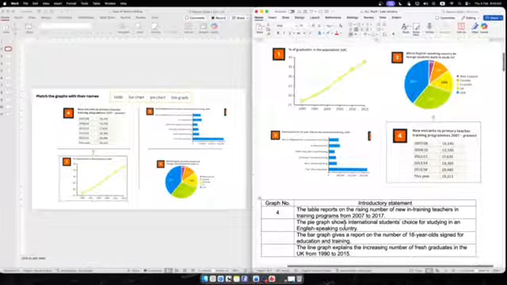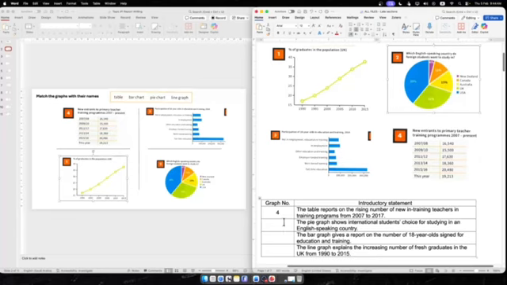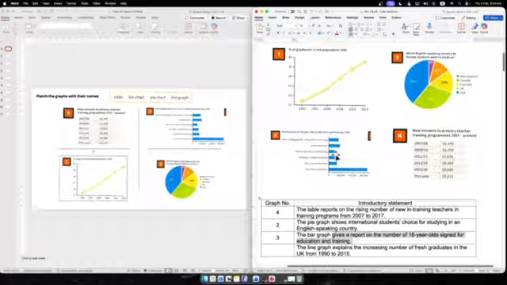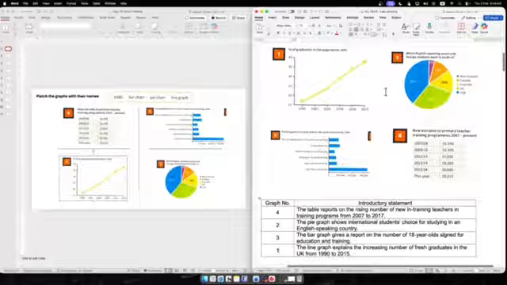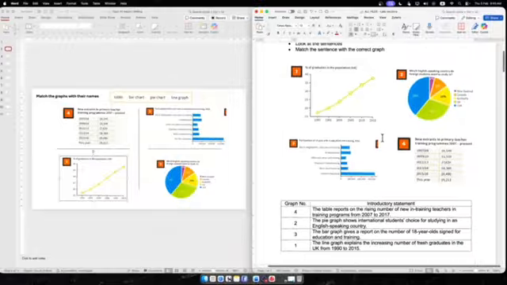The pie chart shows international students' choice for studying in an English-speaking country. So yes, this is also correct, and we match it to number 2. The bar graph, that is number 3, and we do the same thing. We check if the introductory statement reports accurate information about the chart. And the line graph explains the increasing number. As you can see, the line graph goes up all the way. So this is activity number 1.